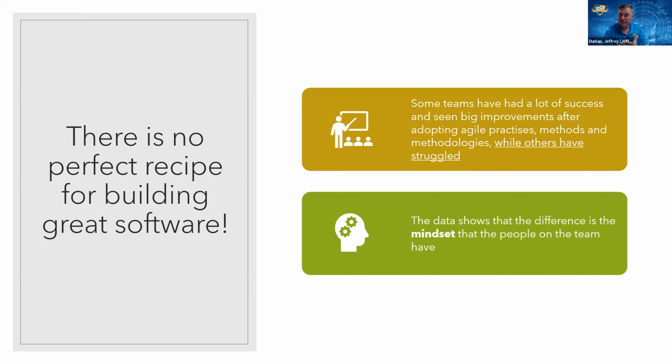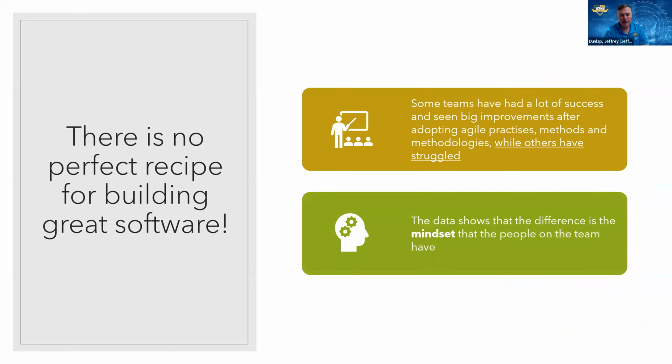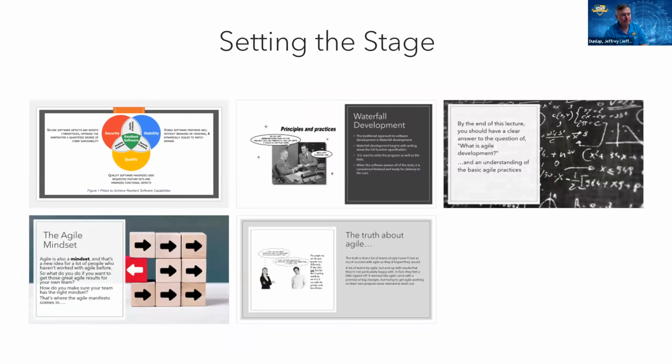A lot of teams have a lot of success with Agile, and other ones have really struggled. And when they do an analysis of teams that have failed doing Agile software development, it's usually the culture and the mindset of the people. So we've got to change that. And so that's sort of how that sets up.